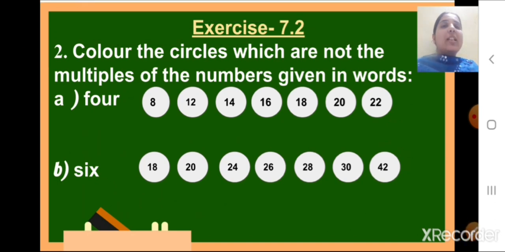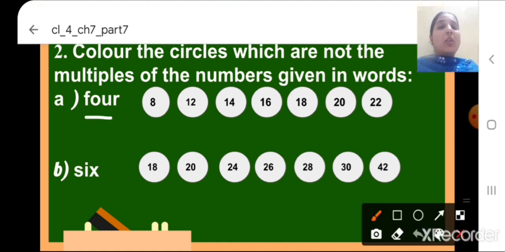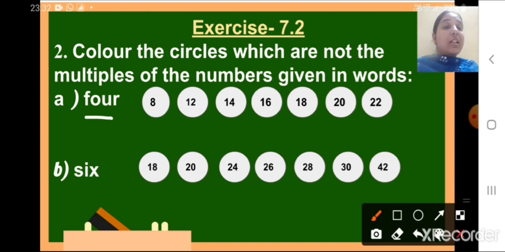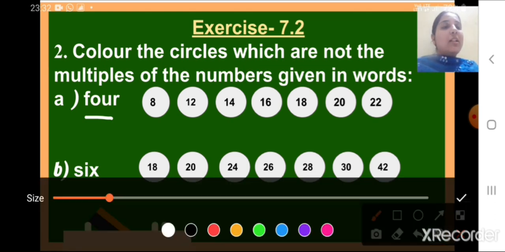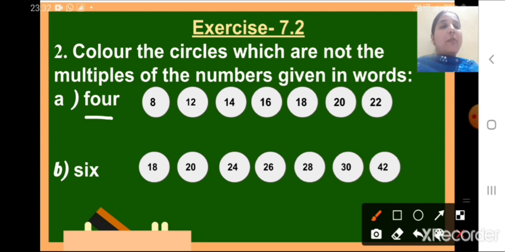Now let's move to the next question. Question number 2 is color the circles which are not the multiples of the numbers given in words. So here children, just read the question carefully. You have to color the circles which are not the multiples of the numbers given in words. So first number is number 4. So you have to color the circle which is not a multiple of the given number. So which of the numbers are not the multiple of the number? I am going to put a tick, but you can color it with any color of your choice.